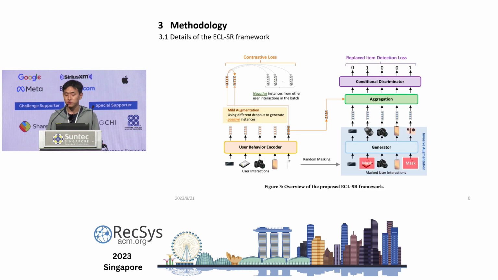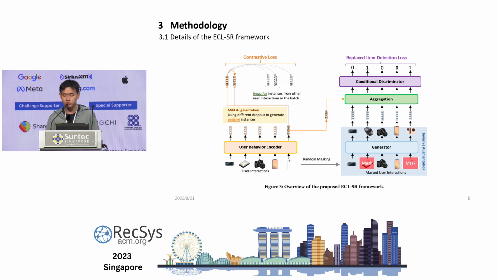So our proposed framework includes three main components: a user behavior encoder, a generator, and a conditional discriminator. The main goal of the user behavior encoder is to capture key patterns from user interactions and recommend the most appropriate item to the user.